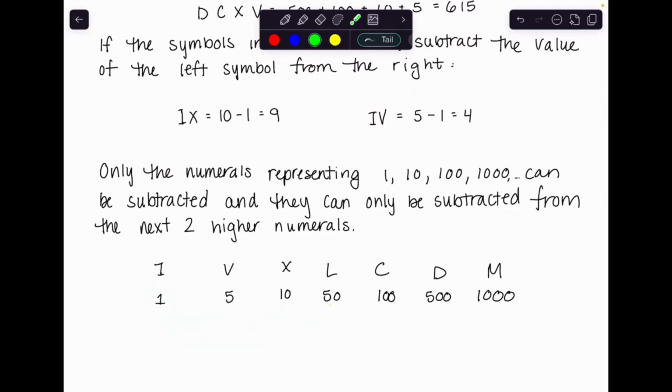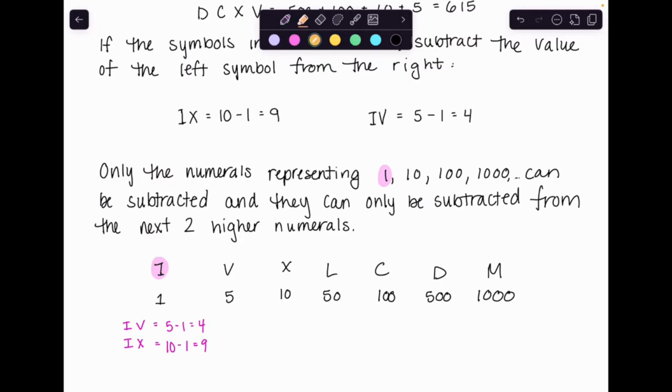Okay. So here, just to kind of show you, 1, which is I, can be subtracted from the next highest 2. So what that means is I can write IV and I can write IX. IV is going to be 5 minus 1, which is 4. And IX is 10 minus 1, which is 9.